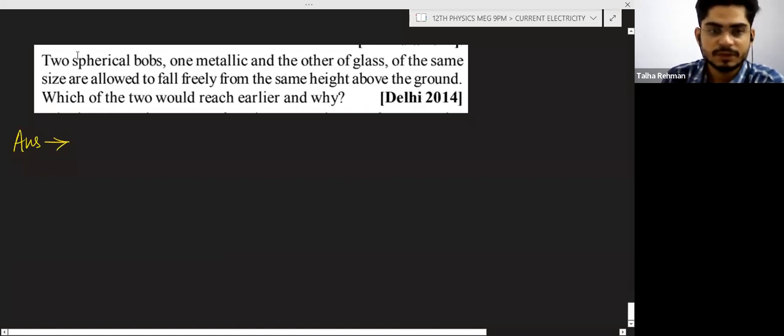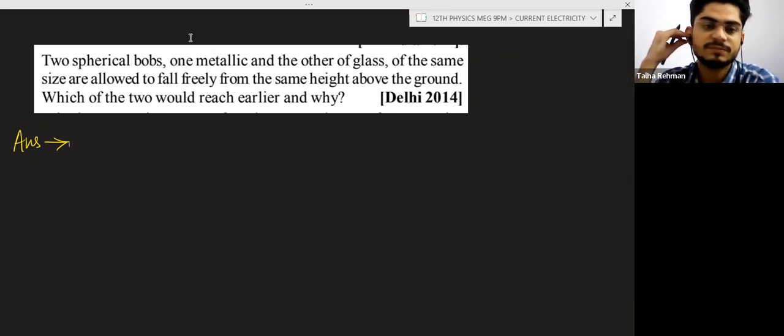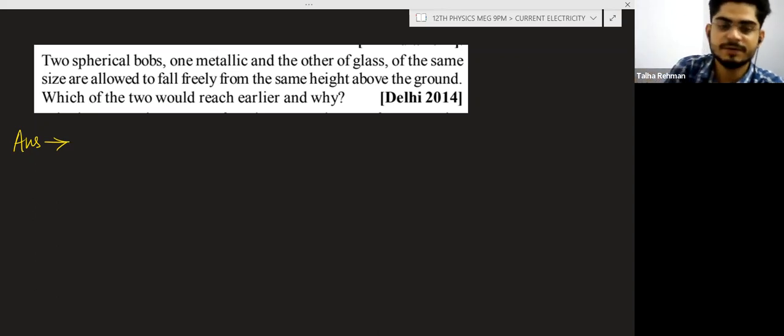So they are saying two spherical bobs. Bobs means you can say two spherical balls. One metallic and other of glass, of same size, are allowed to fall freely from the same height above the ground. Which of the two would reach earlier and why?